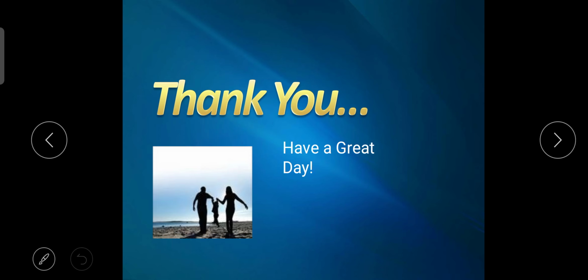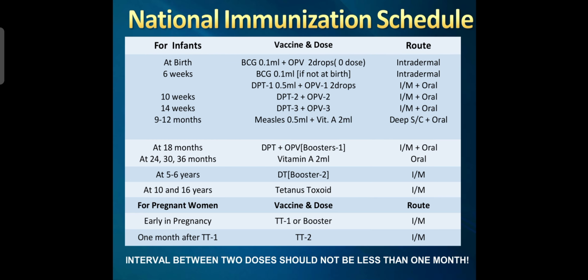Now we are going to study the national immunization schedule, like in which age, what are the dose and which vaccine to be given. First, for infants at birth we are going to give BCG 0.1 ml or OPV, oral polio vaccine, 2 drops. BCG we are going to give intradermal, that is into the dermis. At 6 weeks BCG 0.1 ml and the route will be the same, but if it was given at birth, no need to give.